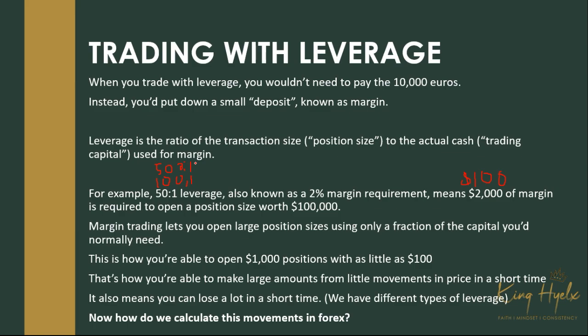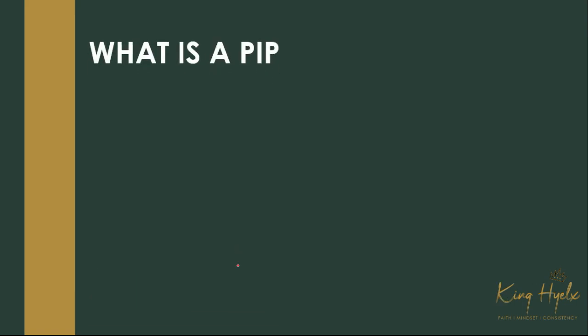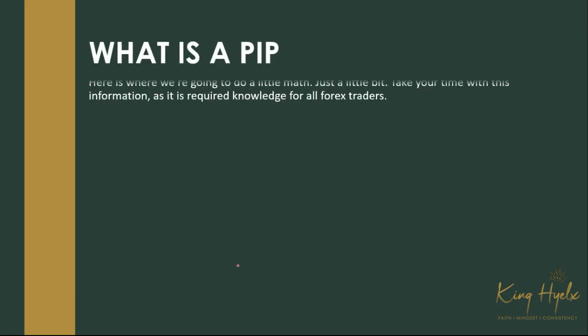So how do we calculate these movements in Forex? Okay, how do I know that in between this exchange rate and this exchange rate, this is the amount of money I'll make, right? So that's the concept we are going into next. That's a pip. So what is a pip, right? Here's where we're going to do a little maths, just a little bit. Take your time with this information, as it is required knowledge for all Forex traders.